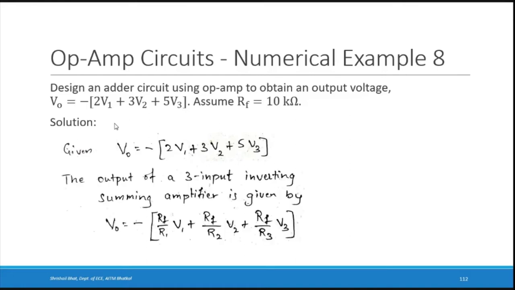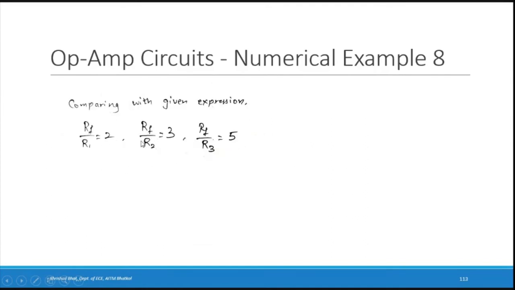So we know the output of a 3-input inverting summing amplifier. It's given by V0 is equal to minus RF by R1 into V1 plus RF by R2 into V2 plus RF by R3 into V3. Is it right? We have seen this multiple times. Now just compare this equation with this. If you compare, RF by R1 is equal to 2, RF by R2 is equal to 3, RF by R3 is equal to 5, right?